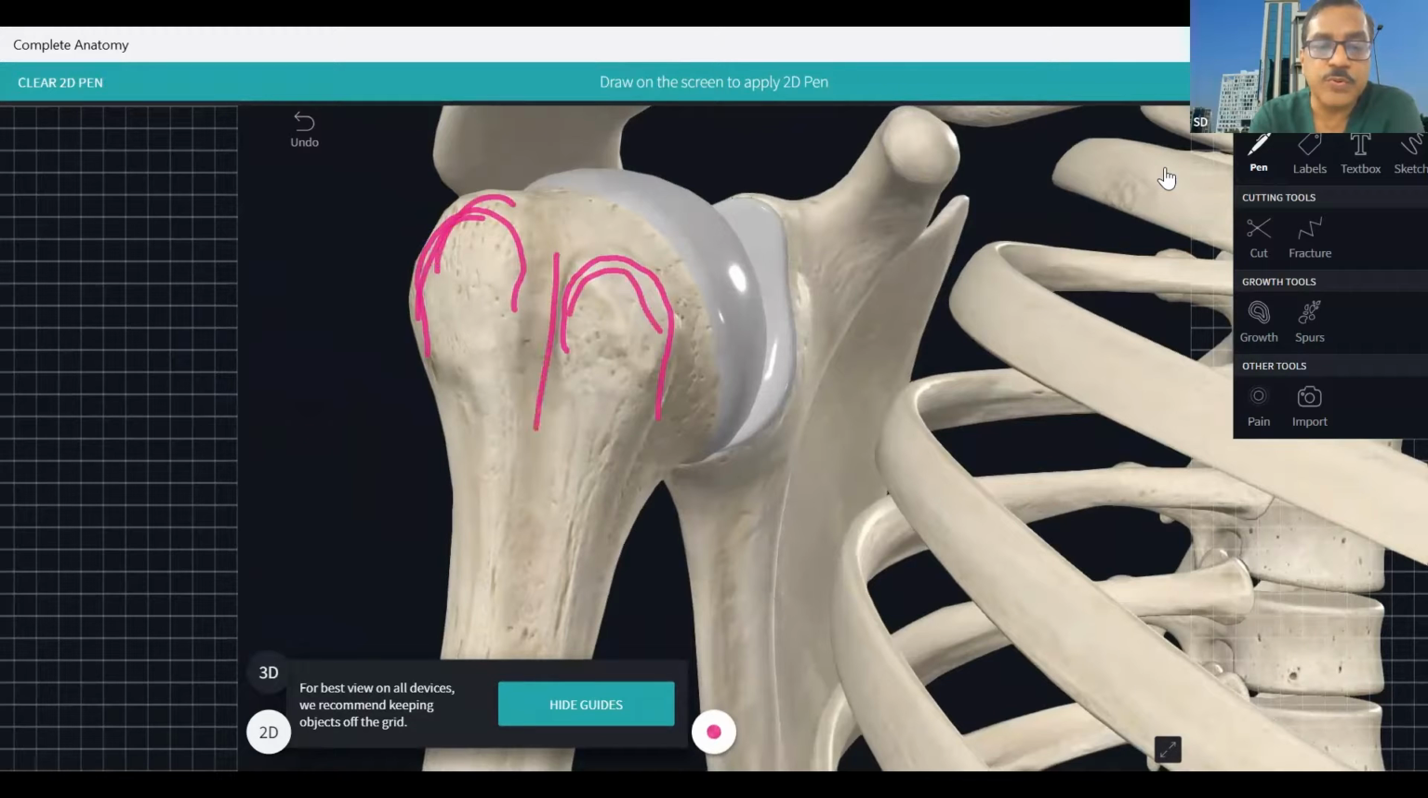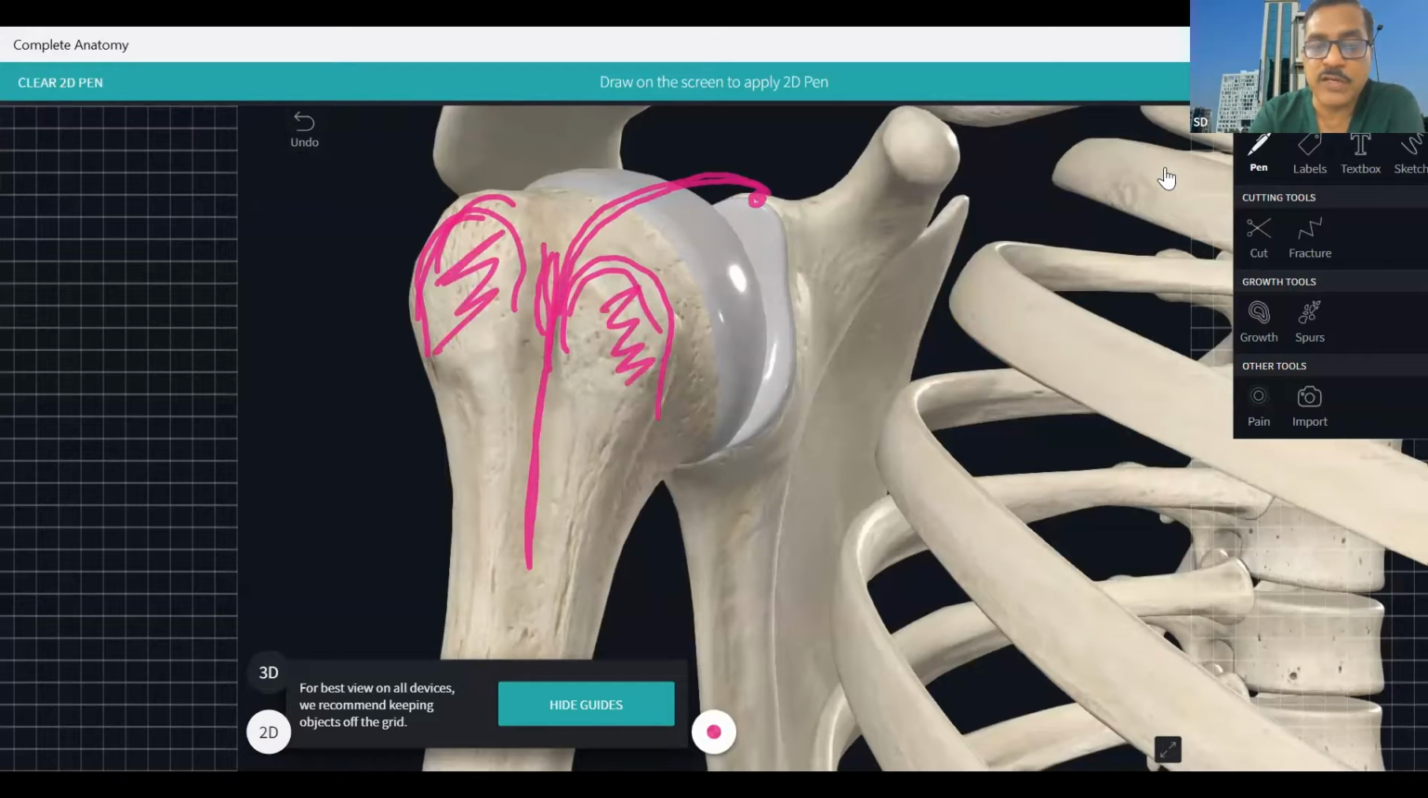And there is a groove through which the long head of the biceps goes, and the long head of the biceps becomes intracapsular, and there it goes like this and gets attached at the superior part of the labrum. So this is the course of the long head of the biceps. We'll be showing that later on. So here are the greater and the lesser tubercle.